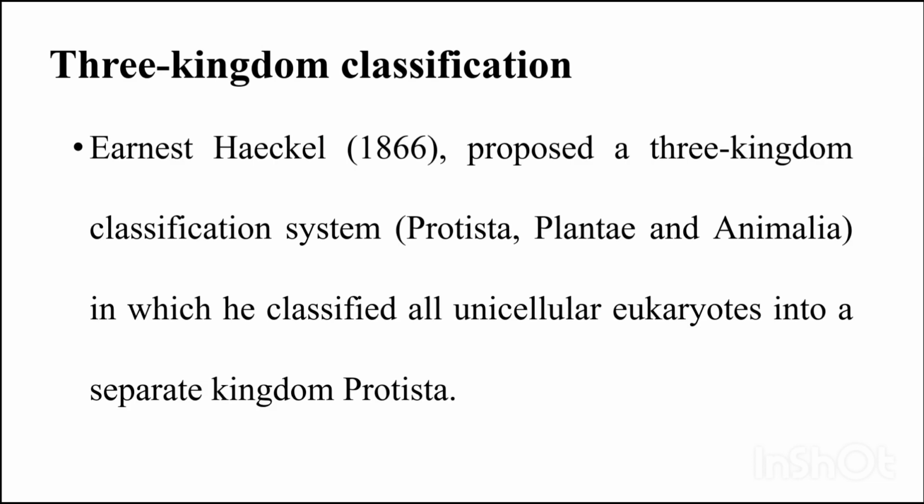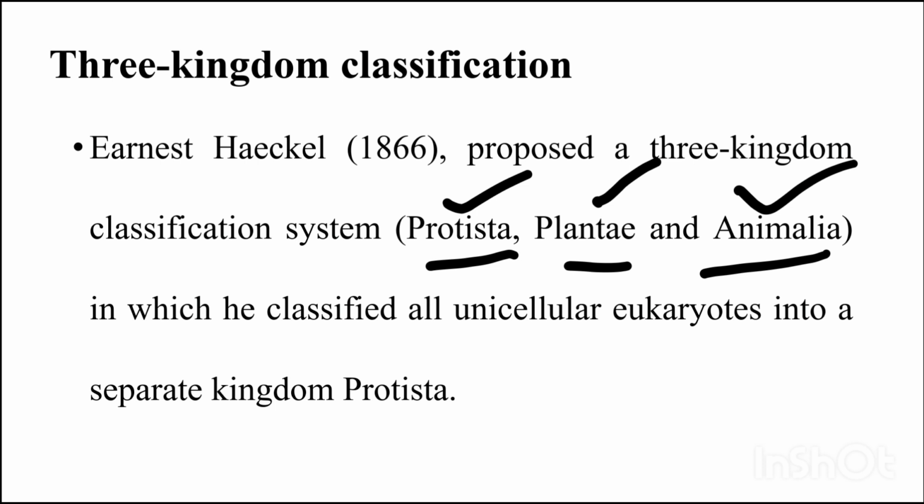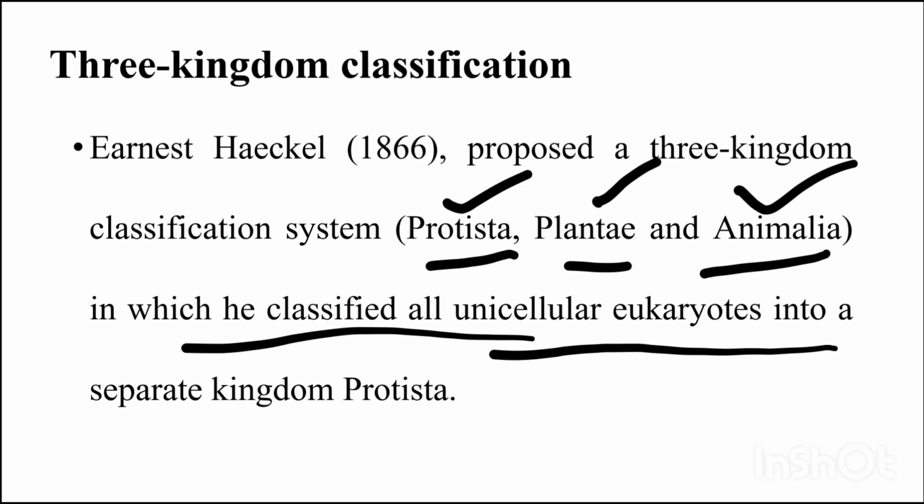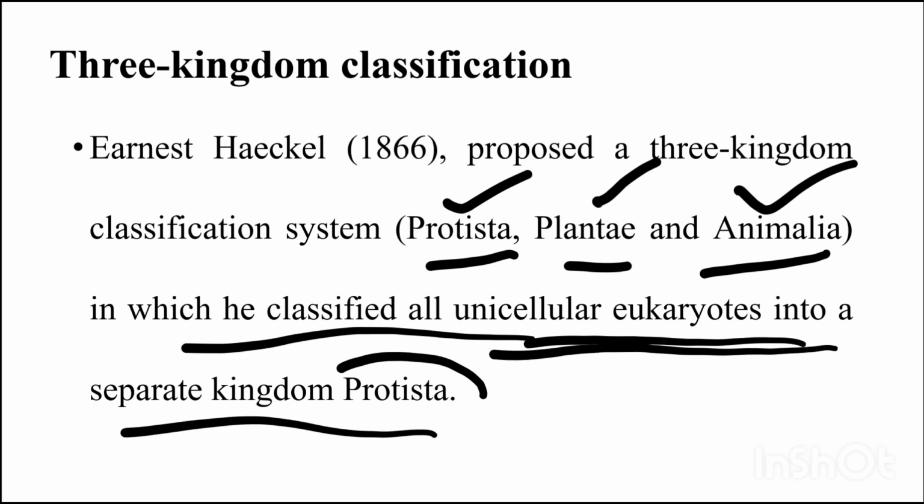Then Ernst Haeckel proposed a three kingdom classification. He added Protista to the existing two kingdoms. So the overall system of classification proposed by Ernst Haeckel is Protista, plantae and animalia. The whole living world was classified by him into three categories or three kingdoms: one is Protista, second one is plantae, third one is animalia, in which he classified all the unicellular eukaryotes into a separate kingdom, Protista.